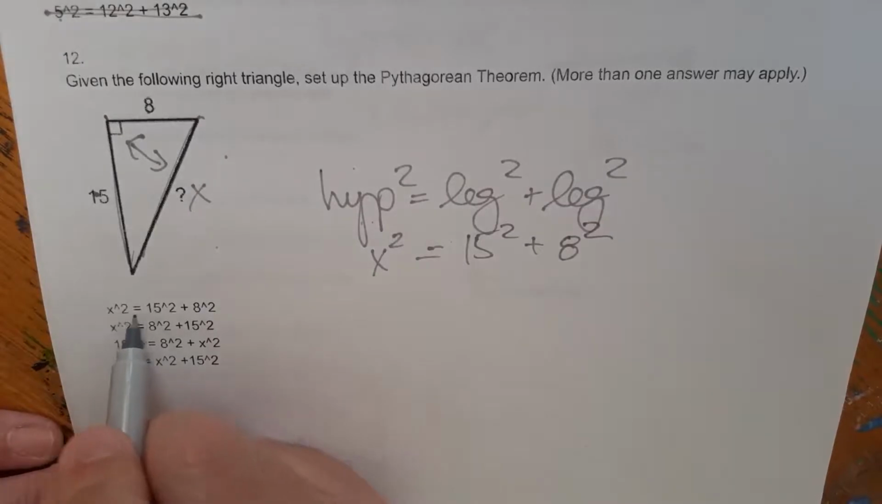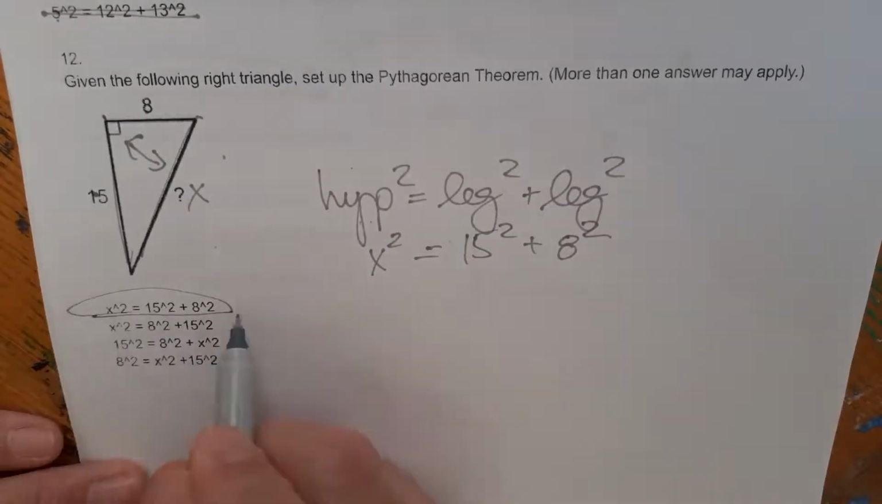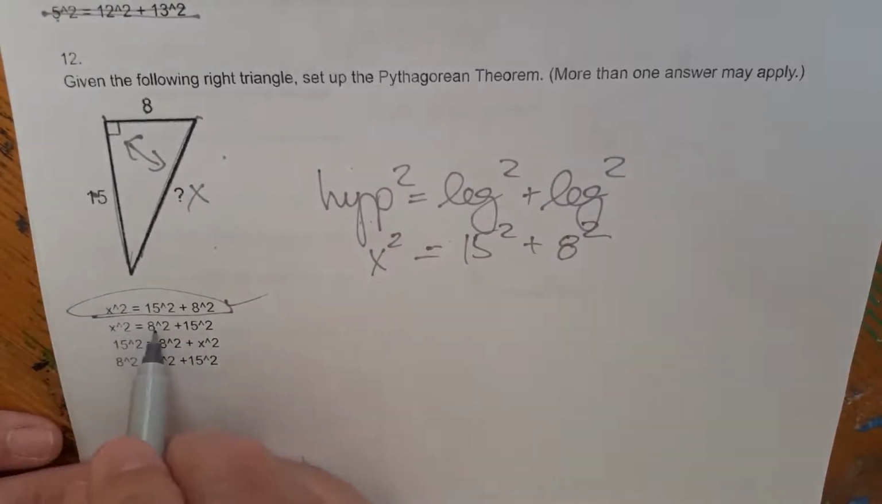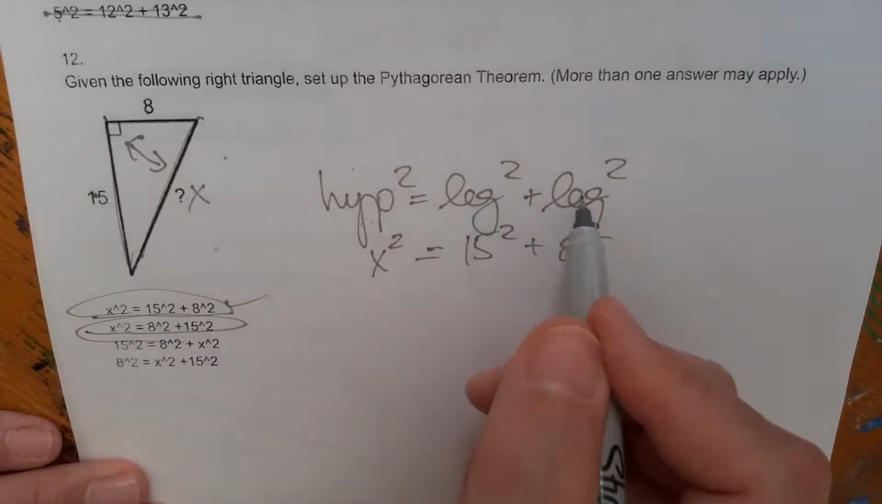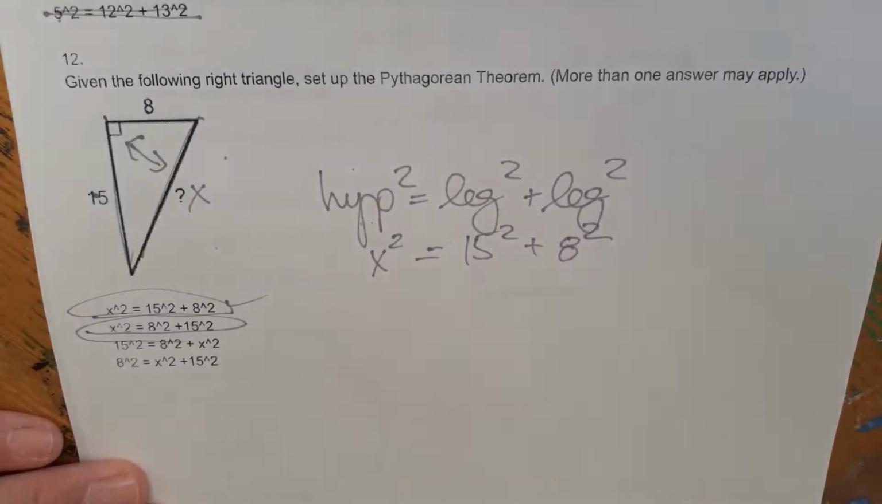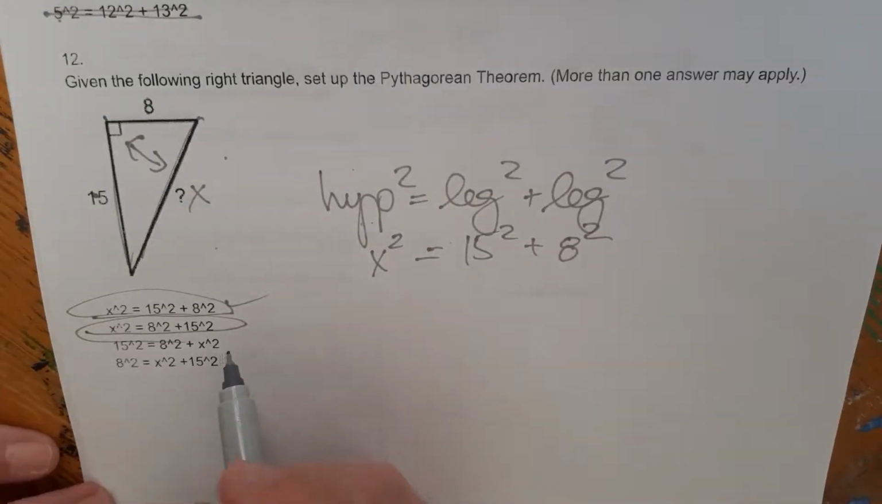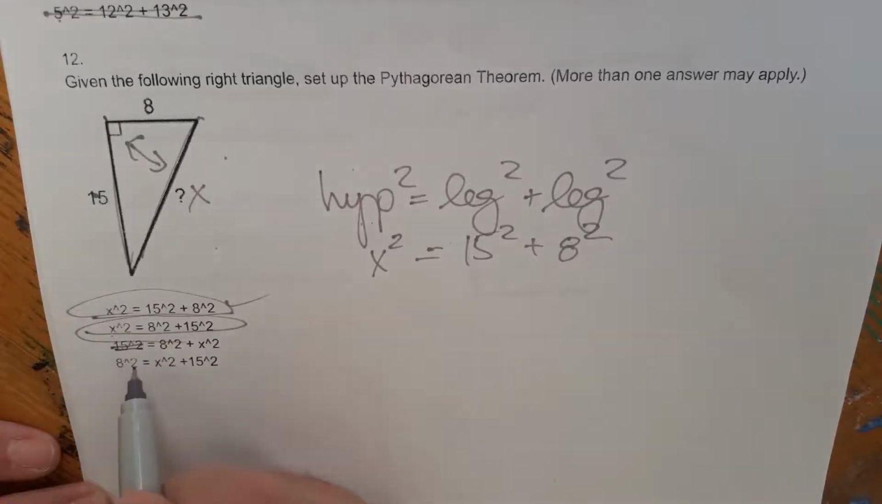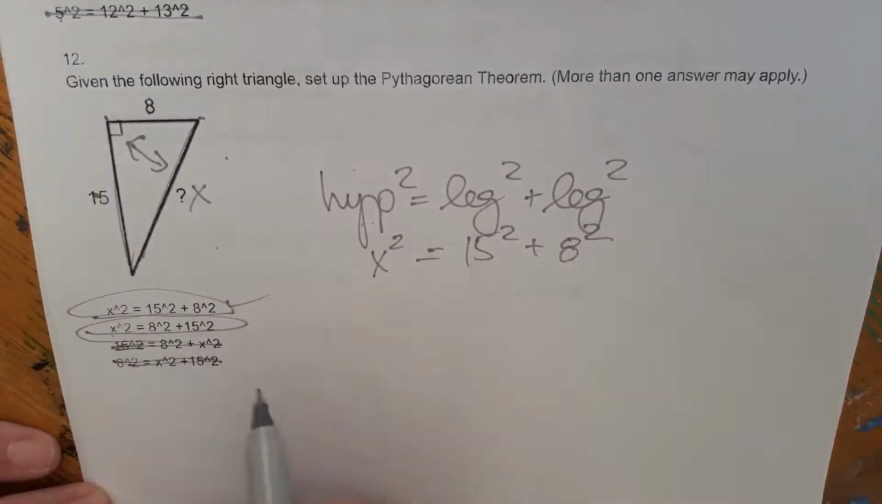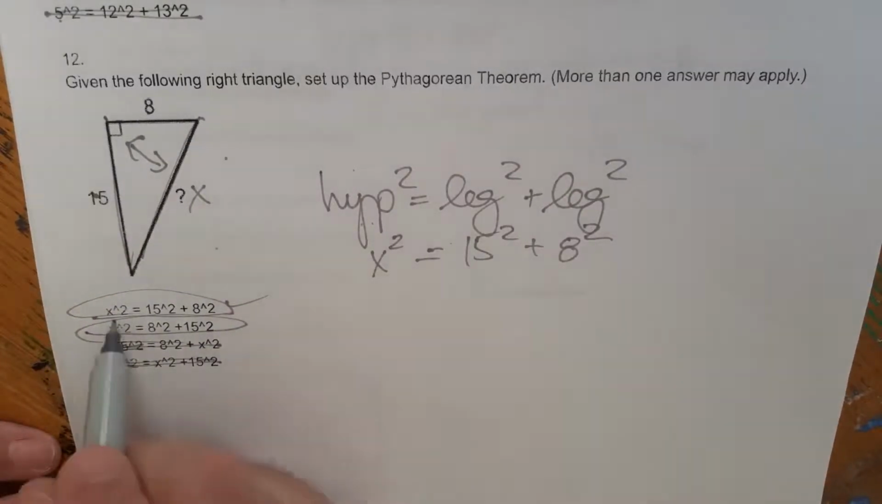Let's see. x squared equals 15 squared plus 8 squared. Check. x squared equals 8 squared plus 15 squared. Check. You can reverse the two legs. That's why it doesn't say which leg. It doesn't matter which leg goes into either of those positions, you guys. This one's 15 squared. That's a leg. It cannot be in for the hypotenuse. No, wrong. This is wrong. The 8 is another leg. It cannot be in for the hypotenuse. Right? So this is out. So two answers are correct.